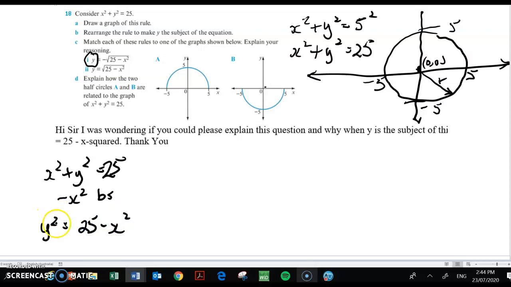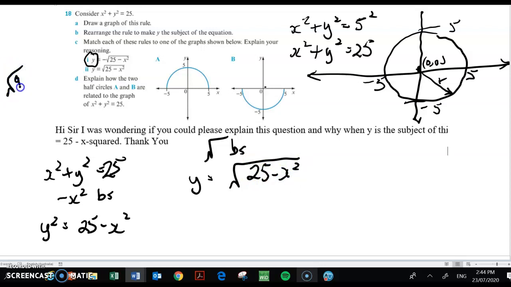Of course, to get rid of the square, we need to square root both sides. And so we get y equals the square root of 25 minus x squared. Now remember, the square root of 9 is in fact plus or minus 3, because minus 3 times minus 3 is positive 9. So that's why we'll end up having positive and negative there as well.